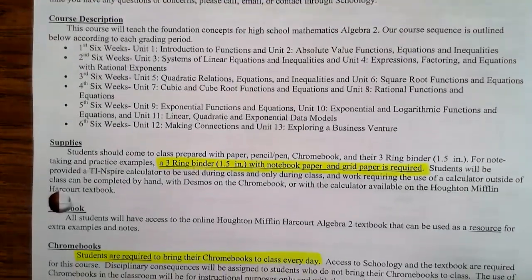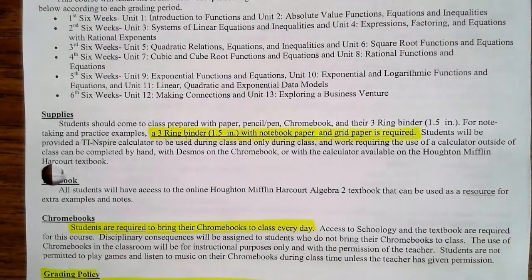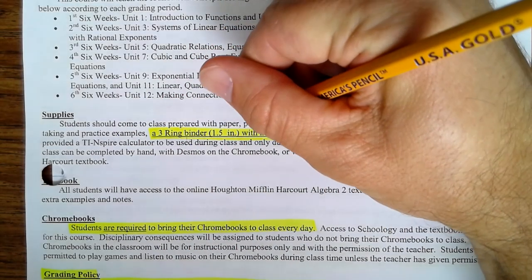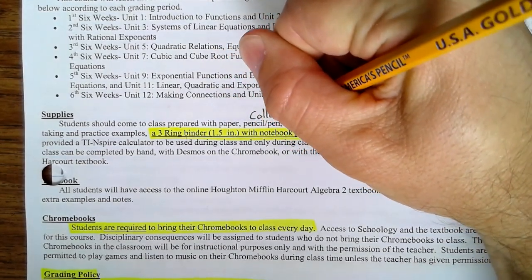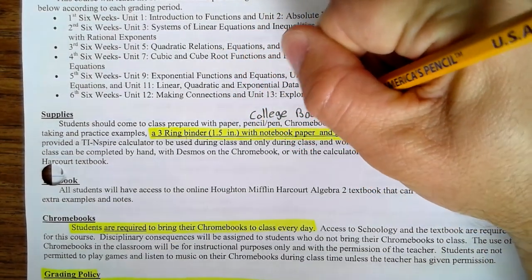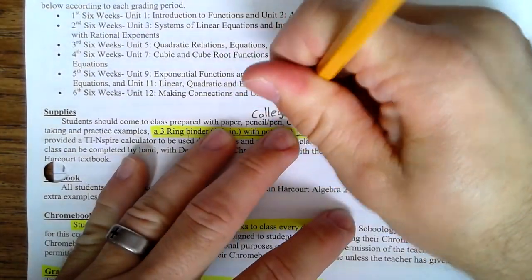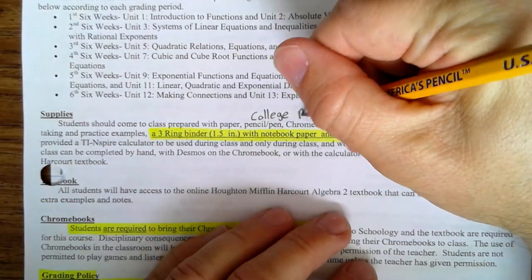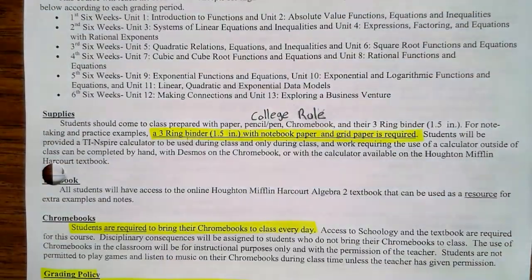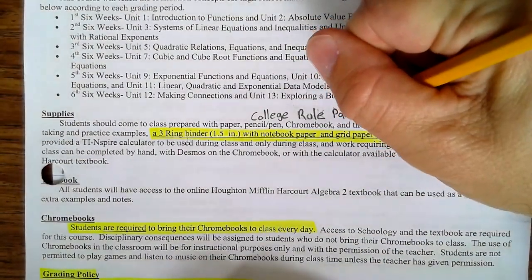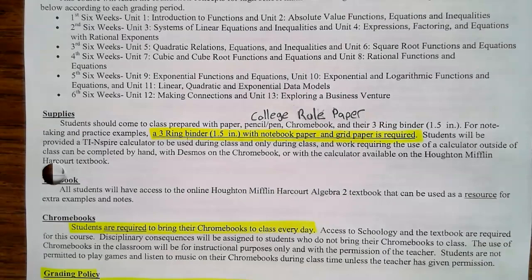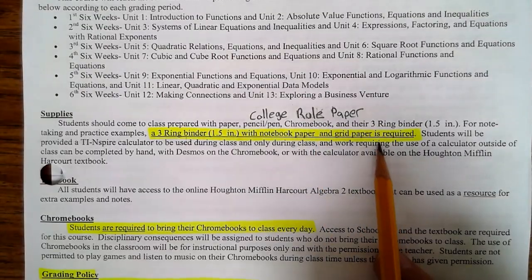All right, first thing, supplies. The biggest thing you're going to need is a 3-ring binder. I recommend a 1.5 inch with notebook paper. Also, I recommend college rule paper. You get more lines. You can use regular paper if you want, I just recommend college rule. And grid paper. So you want to have college rule notebook paper and also grid paper, okay?